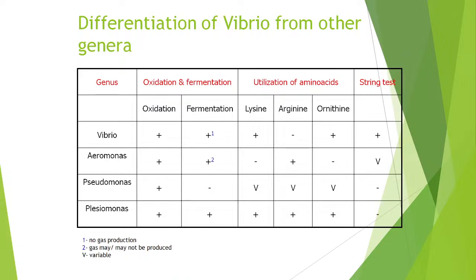How to differentiate Vibrio from Aeromonas? By amino acid utilization test. Vibrio utilizes lysine, decarboxylation happens, Aeromonas doesn't cause it. Because the string test is slightly non-specific, Aeromonas can also give a positive result in certain strains. So arginine is for Aeromonas, Vibrio is arginine negative. So this is how it is.